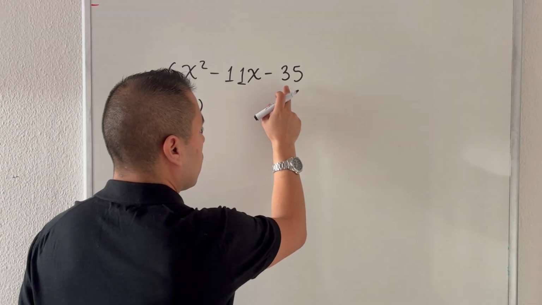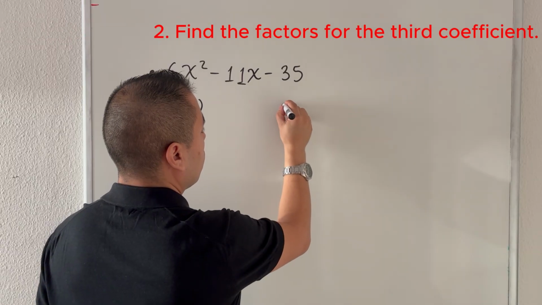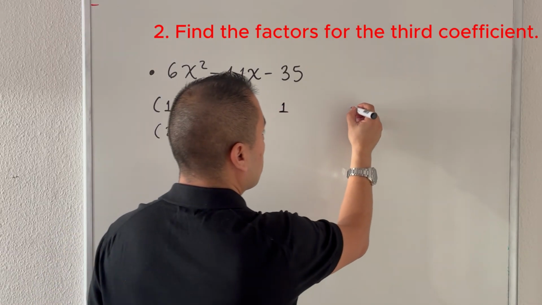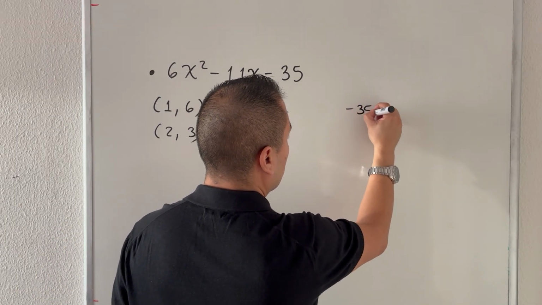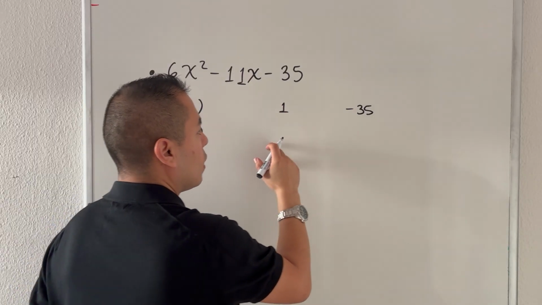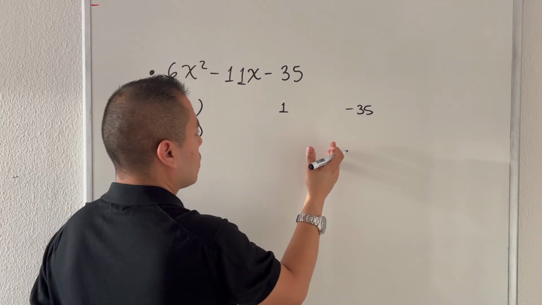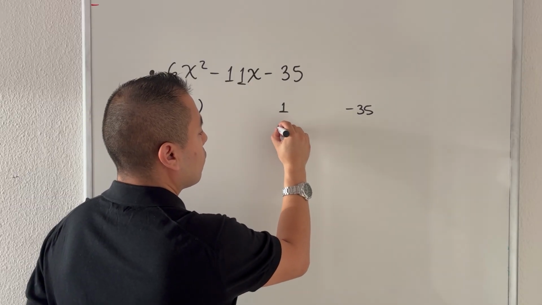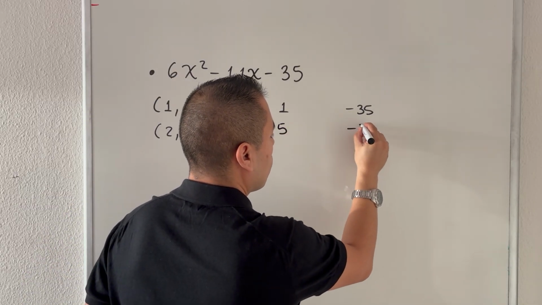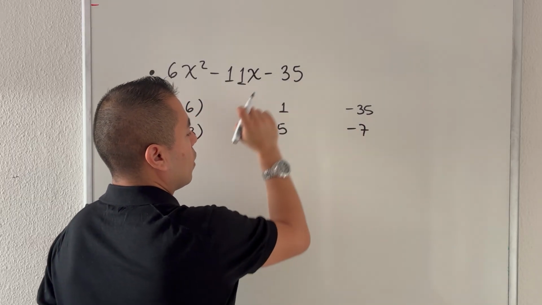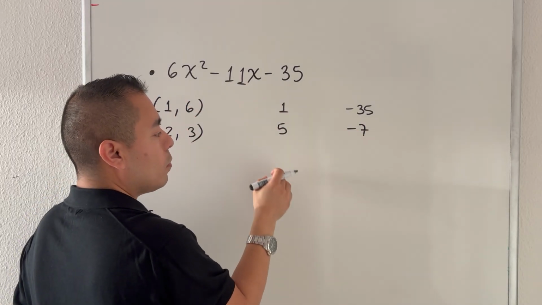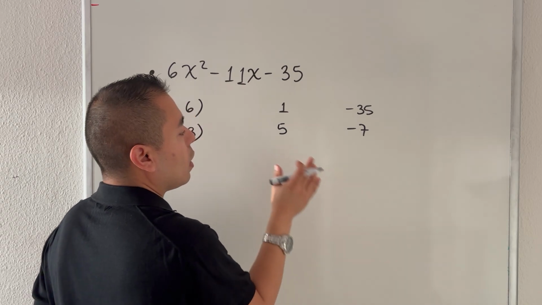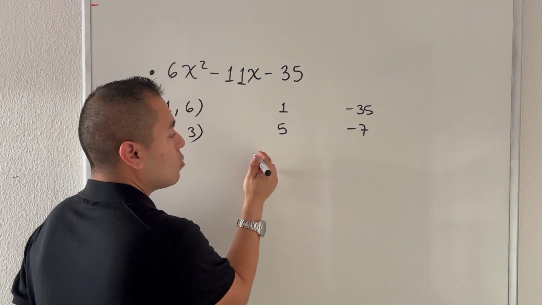The third coefficient is minus 35. If I start with the number 1, it will be 1 by minus 35, right? Because one of them should be positive and the other negative, by the rule of signs. The next integer will be 5 that multiplies minus 7 to get minus 35. The third pair will be 7 by minus 5, but I have it already here, so I will stop.